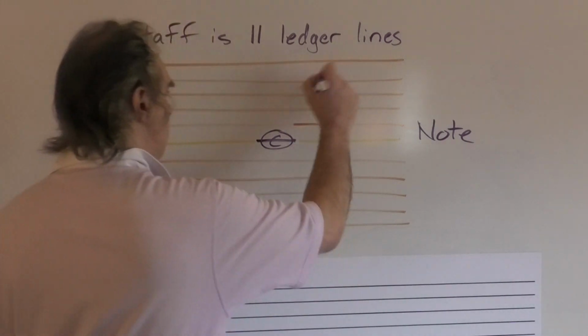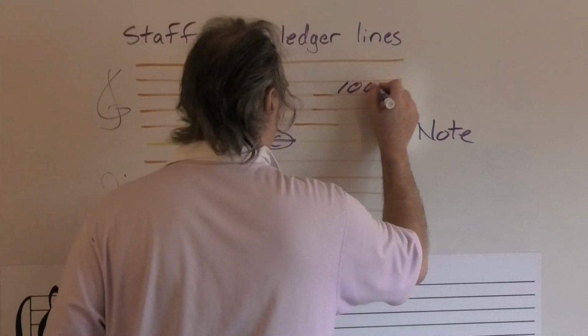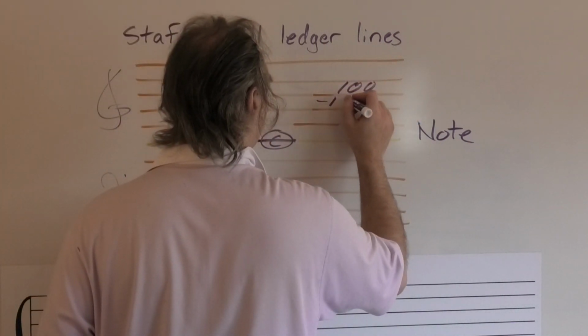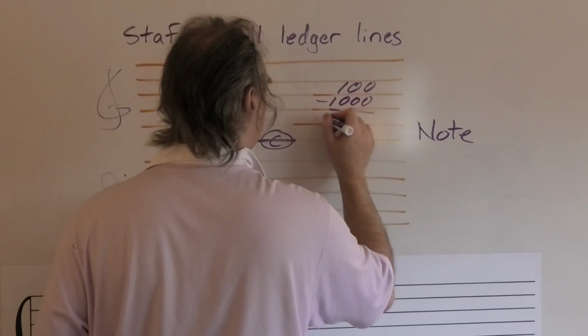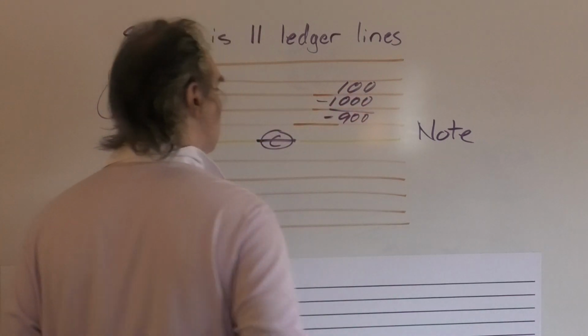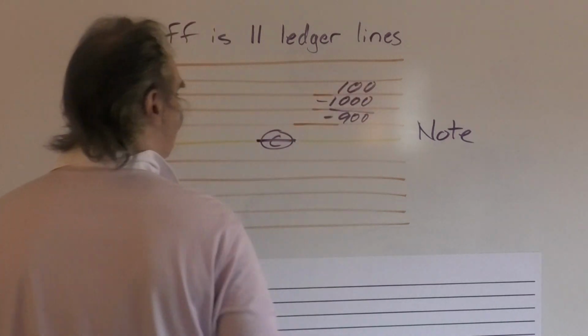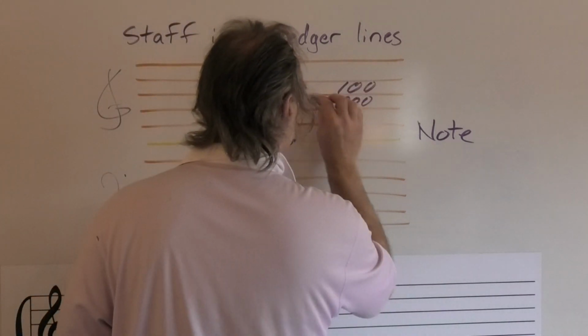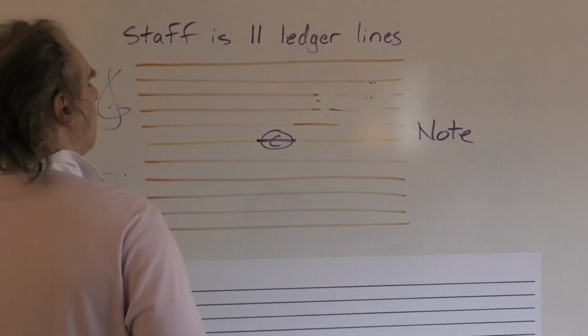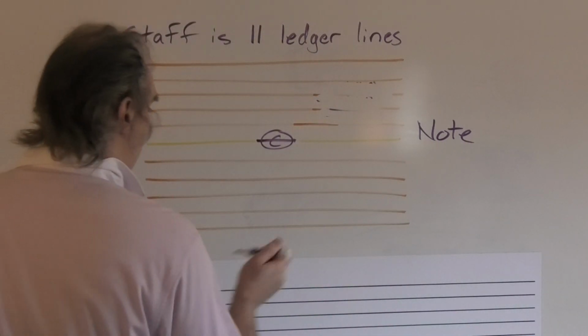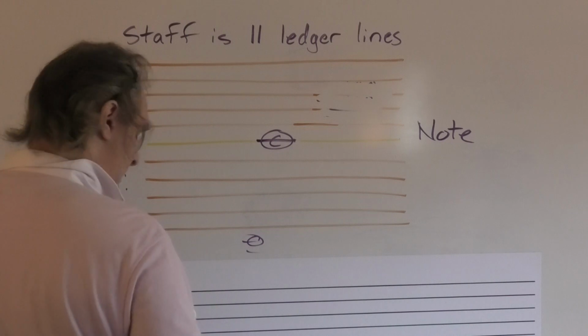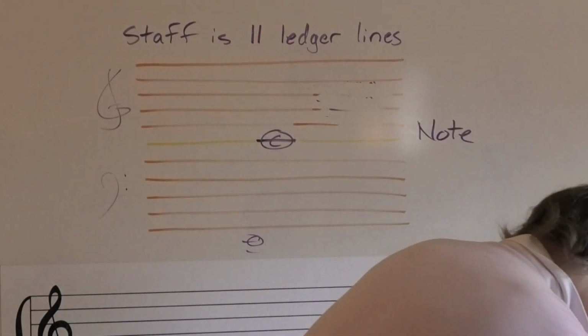Accountants will crunch numbers on the ledger. 100 minus in profit minus 1,000 in taxes equals you owe $900 to Big Uncle, right? So the accountants use the ledgers. Musicians use the ledger as well to write music. And you can always draw more ledger lines if you need them, right? If you want to go down here, you know.